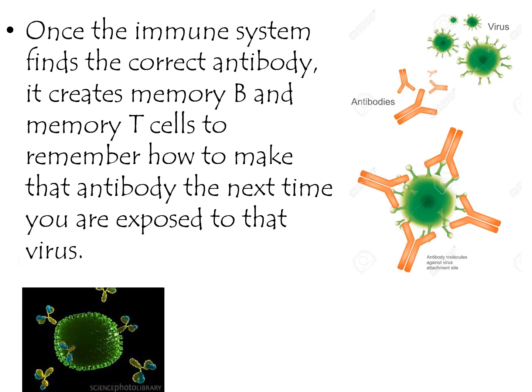So now once the immune system finds the correct antibody that matches that protein, then your immune system is going to make memory B and T cells to remember how to make that antibody the next time you're exposed to that virus. And so once it knows exactly which antibody, it doesn't have to go through that trial and error process, and so it can make the antibody very quickly, and it can destroy the virus the next time before it has a chance to cause any damage, before you even realize that you're sick.